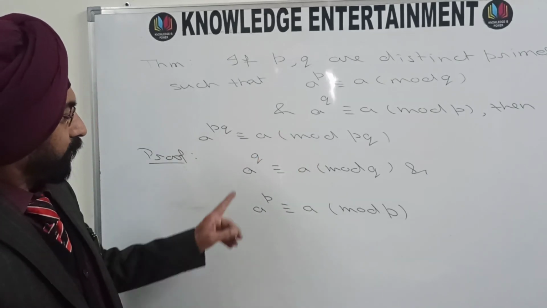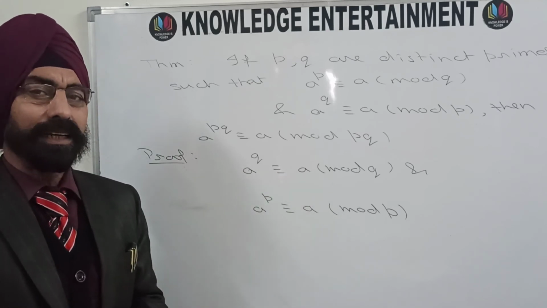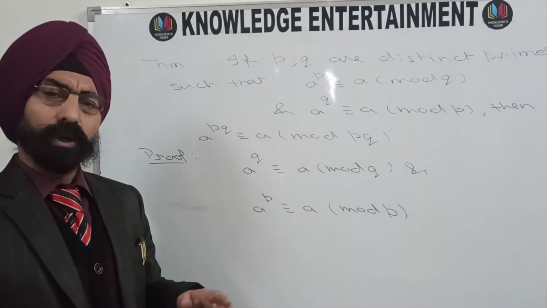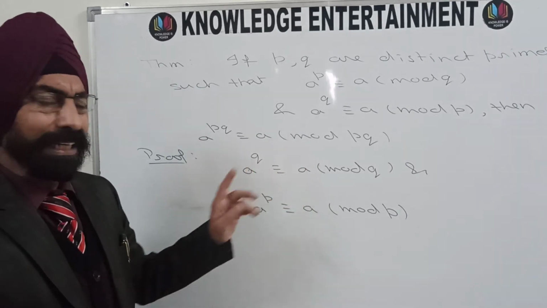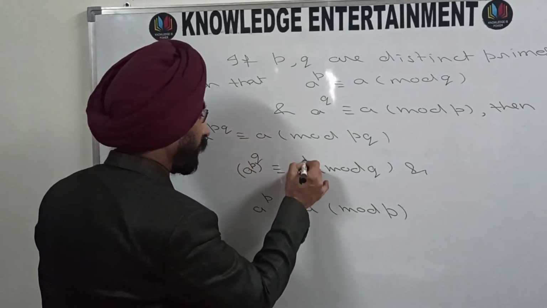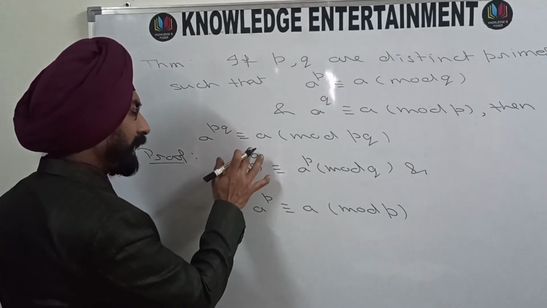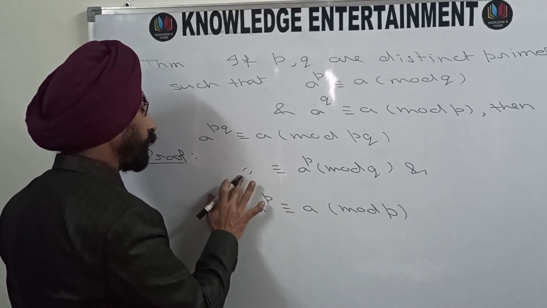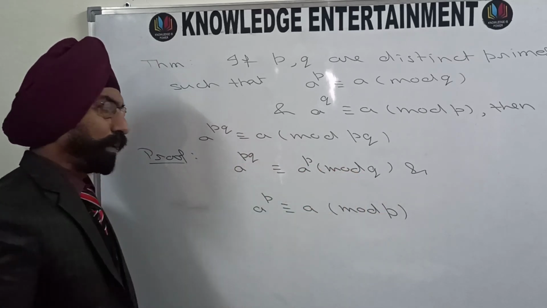Now you can replace this A by any power of A, because if Q does not divide A, that means Q does not divide any power of A. So replace this A in the first equation by A raised to the power P. So what you will get? A raised to the power P power Q. So it will become A raised to the power PQ. So A raised to the power PQ is congruent to A power P modulo Q.